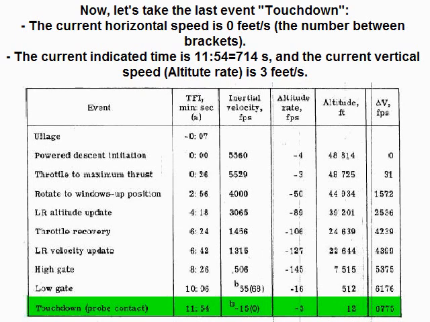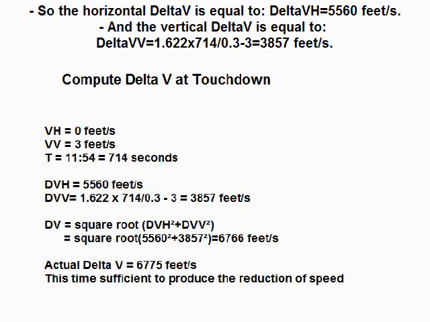The current horizontal speed is 0 feet per second, the number between brackets. The current indicated time is 11 minutes 54 equals 714 seconds, and the current vertical speed, altitude rate, is 3 feet per second. So the horizontal delta V is equal to delta VH equals 5560 feet per second. And the vertical delta V is equal to delta VV equals 1.622 by 714 divided by 0.3 minus 3 equals 3857 feet per second.